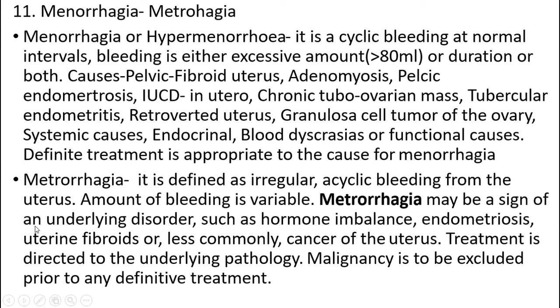Metrorrhagia is defined as irregular acyclic bleeding from the uterus. Amount of bleeding is variable. Metrorrhagia may be a sign of underlying disorders such as hormone imbalance, endometriosis, uterine fibroid, or less commonly cancer of the uterus.